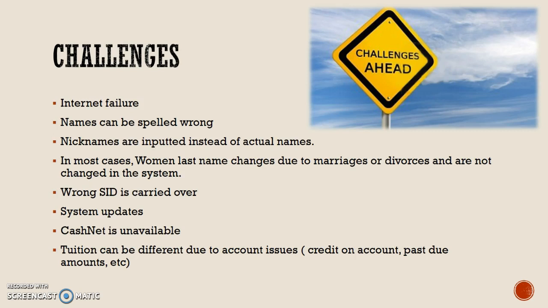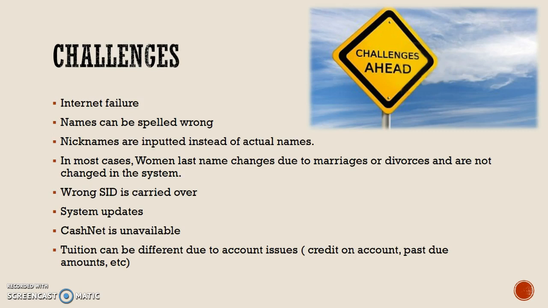This causes much confusion in the system when we come to register students. And in most cases, women who have their last names changed due to marriages or divorces are not updated in the system. It is very hard to locate them as well. Sometimes students' ID numbers are carried over to the wrong person. Since we are working with multiple screens, student ID numbers can cause other distractions in the system when they are not carried over correctly.